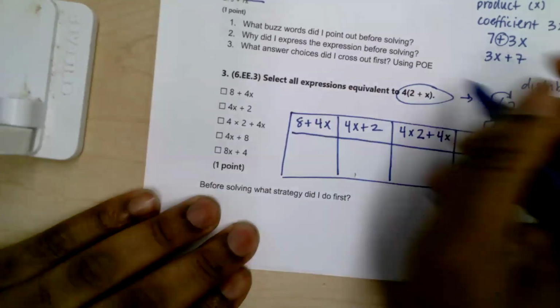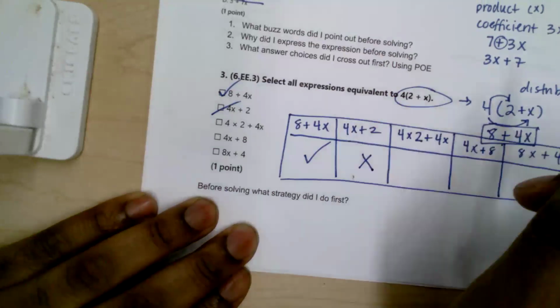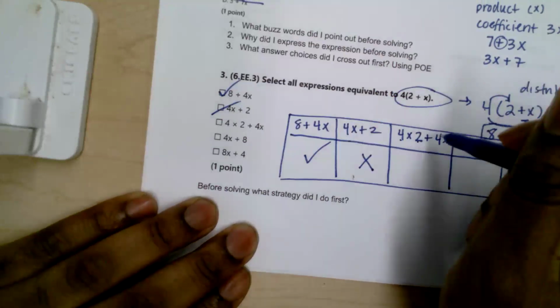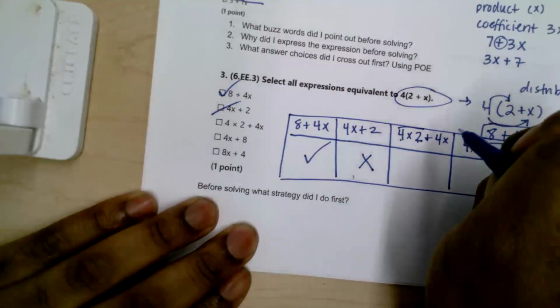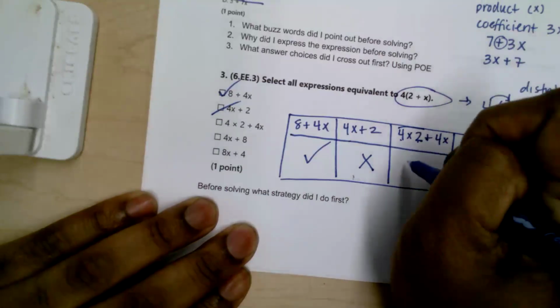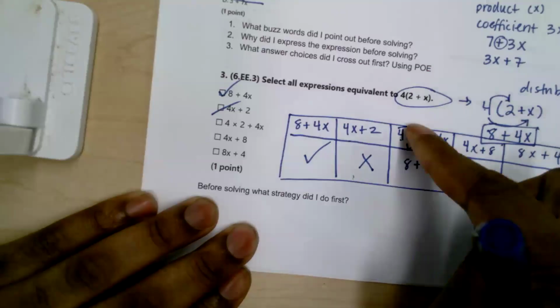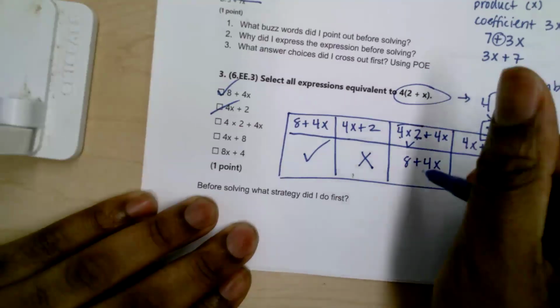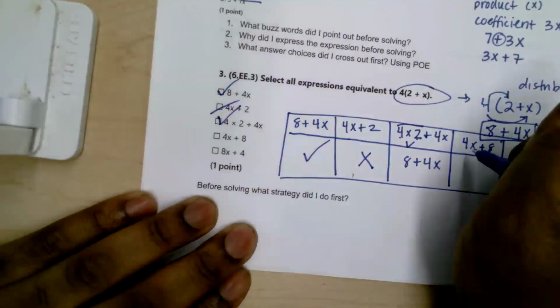So 8 plus 4x is correct, so that's correct. 4x plus 2 is not correct, so you put an x there. 4 plus 2 plus 4x. So then you can add the, oh, this has 4 times 2, right? And 4 times 2 is 8 plus 4x. Do you see how like I simplified it underneath? And 8 plus 4x is correct, so that works.